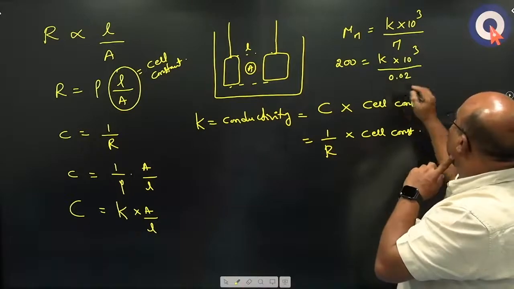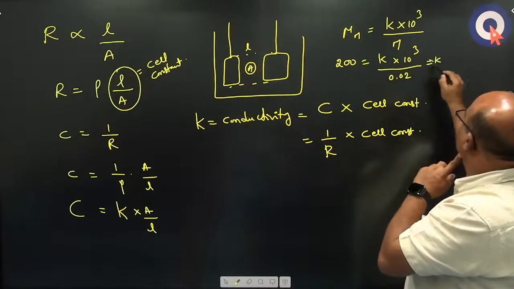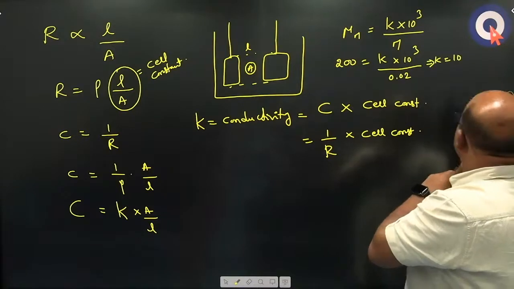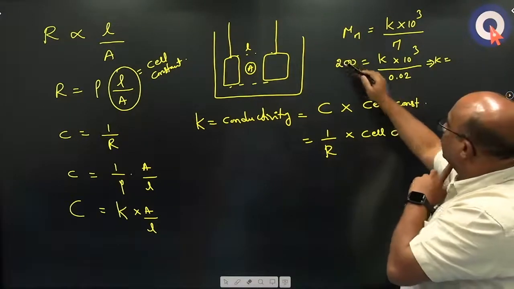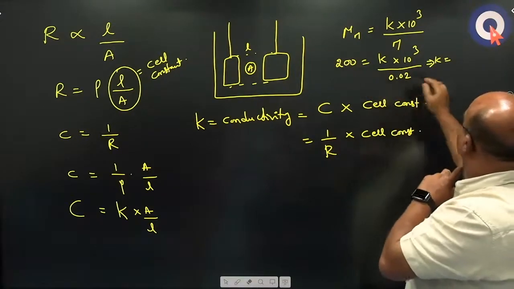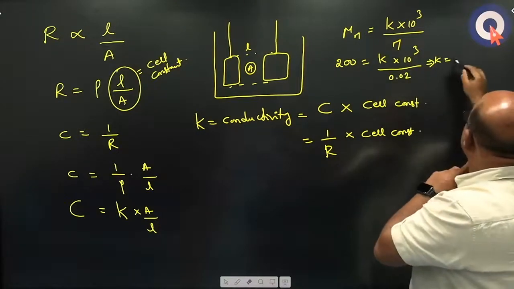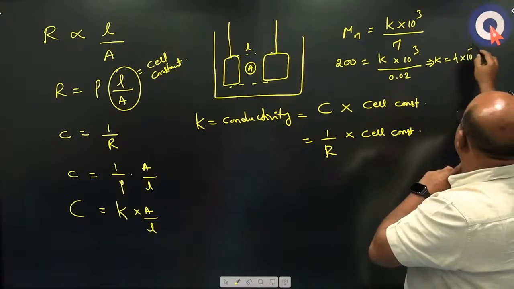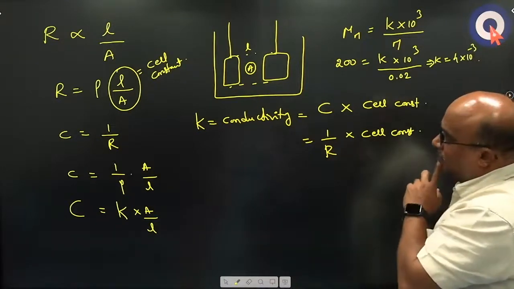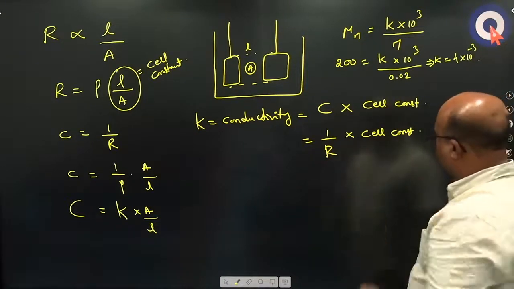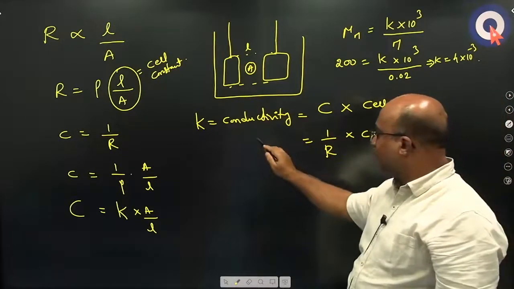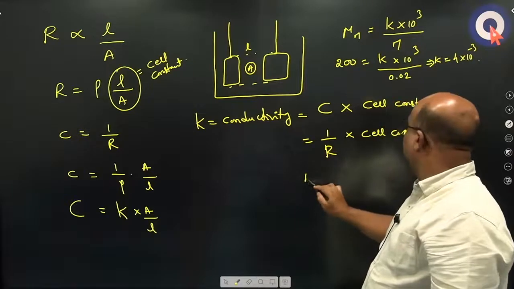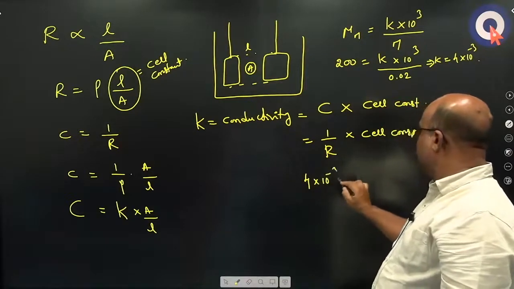So kappa is equal to, from here, this 2 becomes 4, this 10 to the power of 4 into 10 to the power of minus 3. I am only using the values. So the specific conductivity of KCl, if you write here, is 4 into 10 to the power of minus 3, which we needed to calculate.